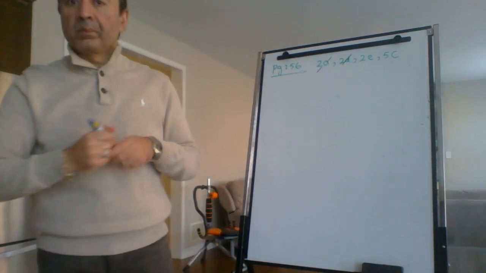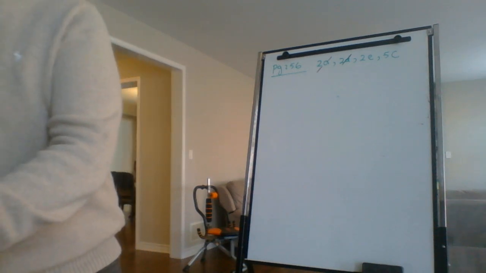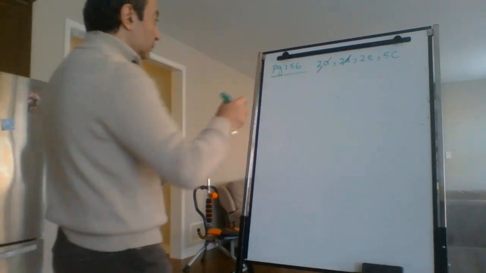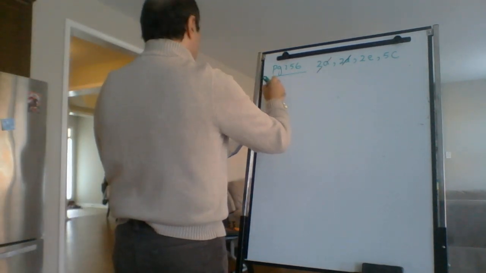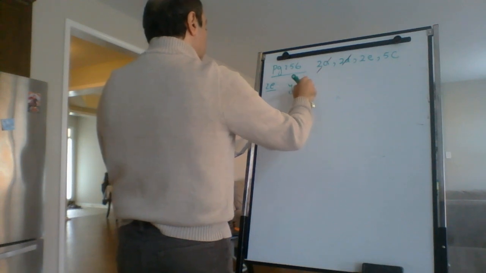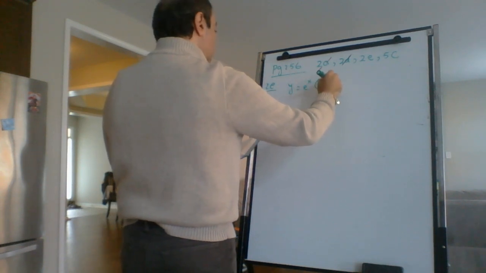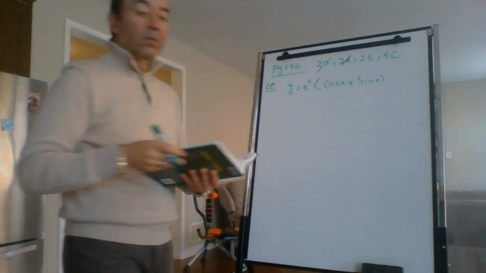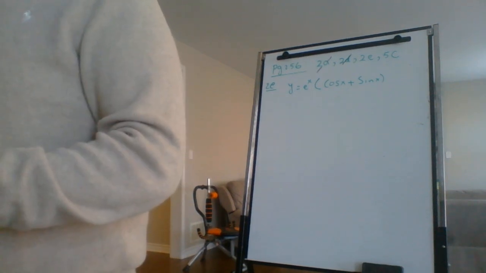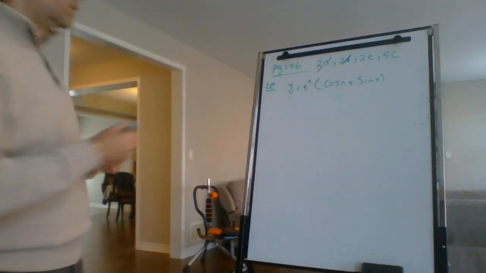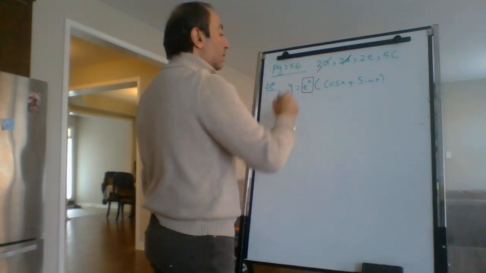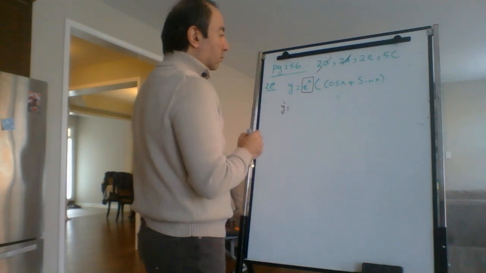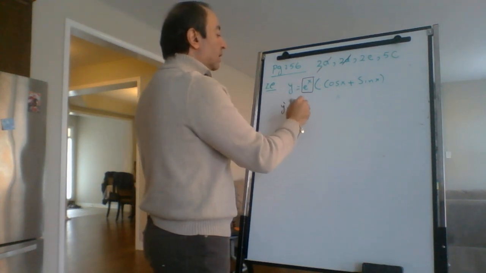Now 2E. 2E says y equals e to the power of x times cosine x plus sine x. So if we want to find the derivative of this, these are two functions multiplied together, so we are going to use product rule.